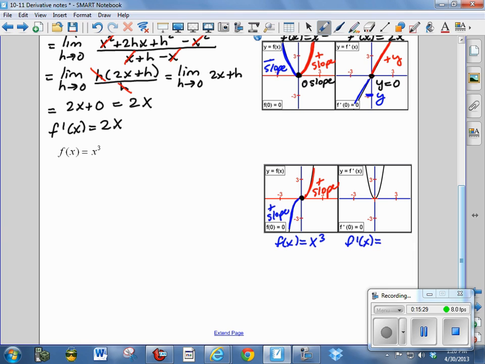So let me write that down, zero slope. Then if we look at the derivative graph, notice that we have positive y, we have y equals 0, and then we have positive y again. So notice that we always have positive y, we always have positive slope.